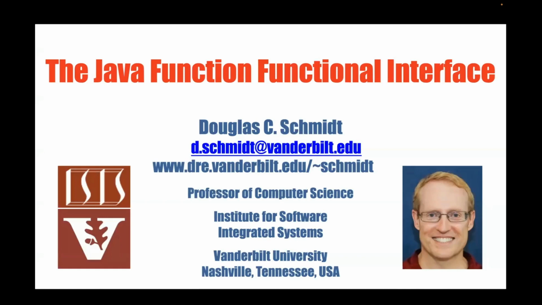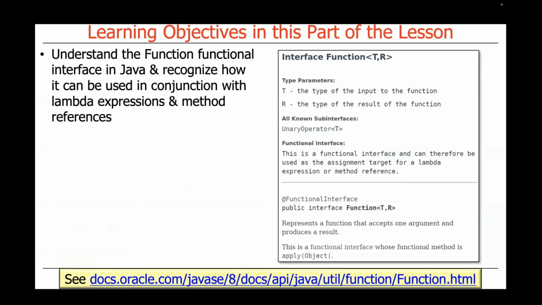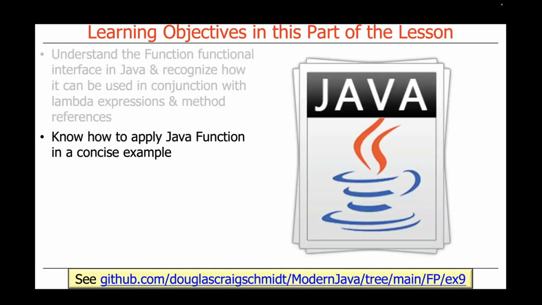So we're now going to turn our attention to the Java Function functional interface. And we'll explain what this functional interface does, and then show how it can be used in conjunction with Java lambda expressions and method references. And we'll also take a look at an example to show how you can apply Java Function in practice.